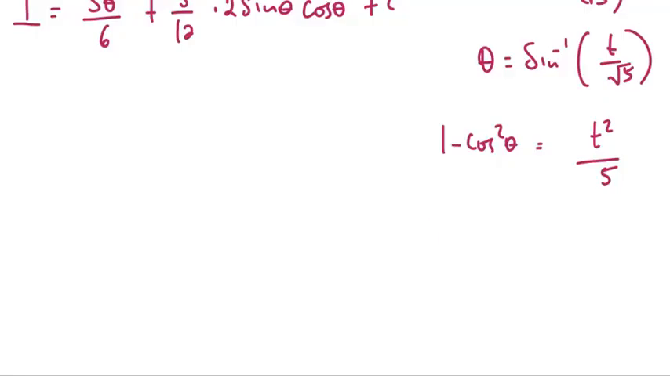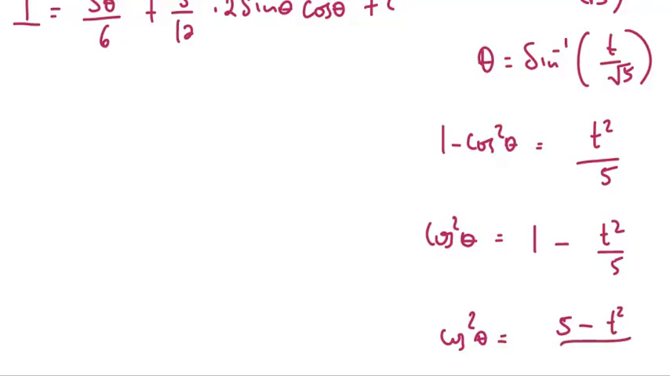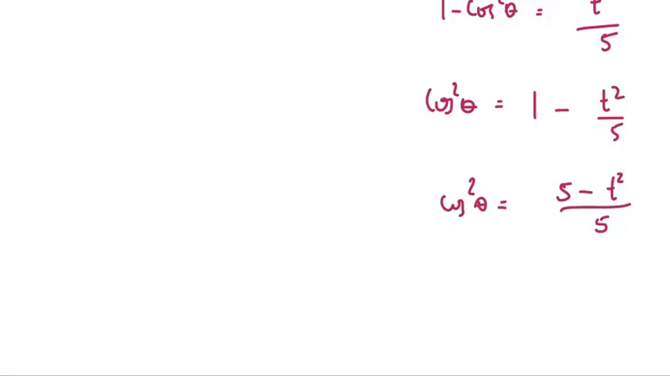Then we have cosine squared of theta will be equal to 1 minus t squared by 5. That's actually 1, right? Cosine squared of theta is going to be 5 minus t squared and then divided by 5. Now take the square root on both sides. If you do that, we get cosine of theta is equal to square root of 5 minus t squared divided by square root of 5.